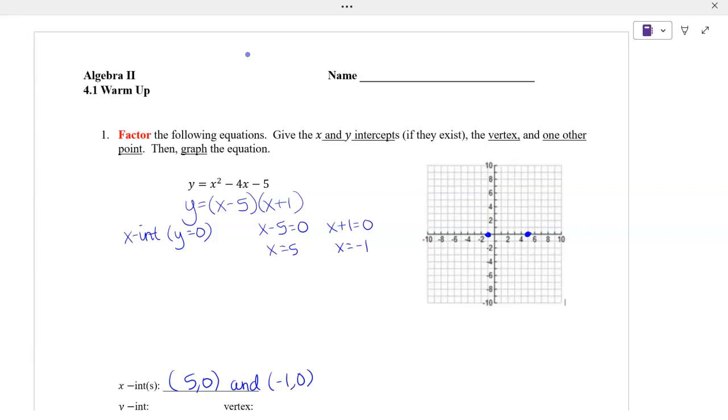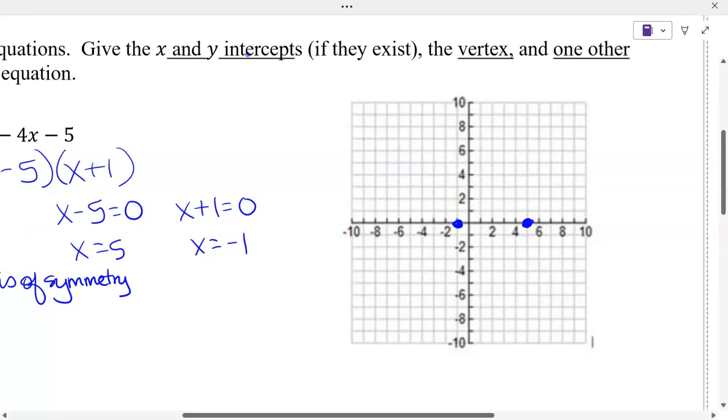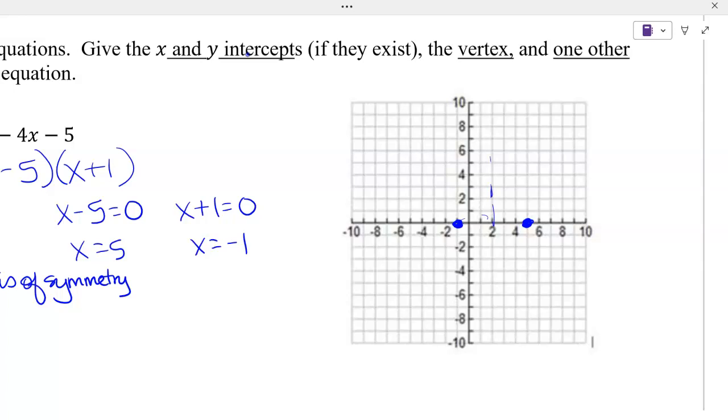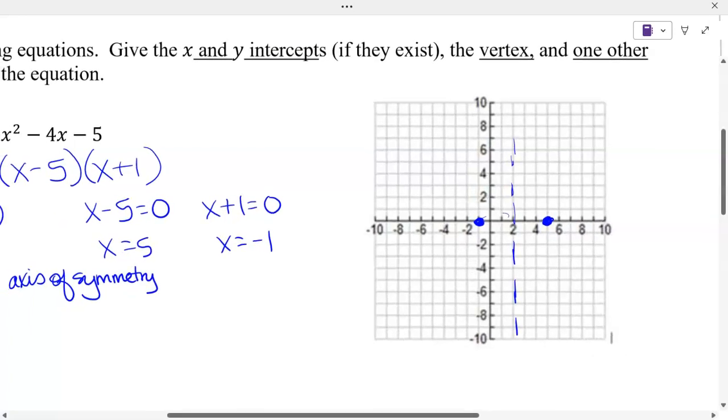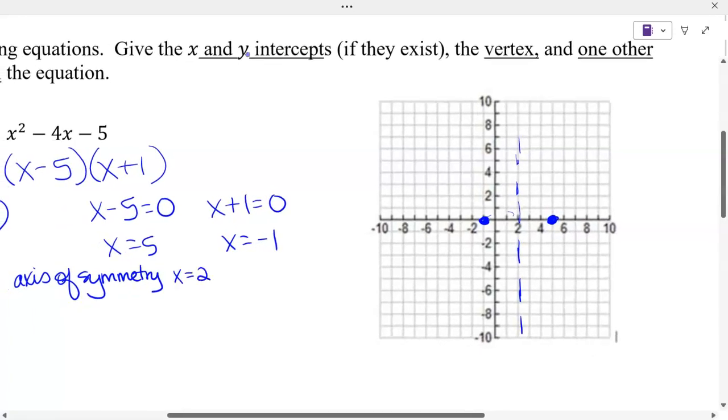And then we can look and see what is going to be in the middle of these two x-intercepts to find our axis of symmetry. And we see that these are 6 steps apart. And so we just need to half that, and we know that that's just 3 steps. And so that's here at x equals 2. So that's our axis of symmetry where x equals 2. And we know that that's actually going to be where our vertex resides.